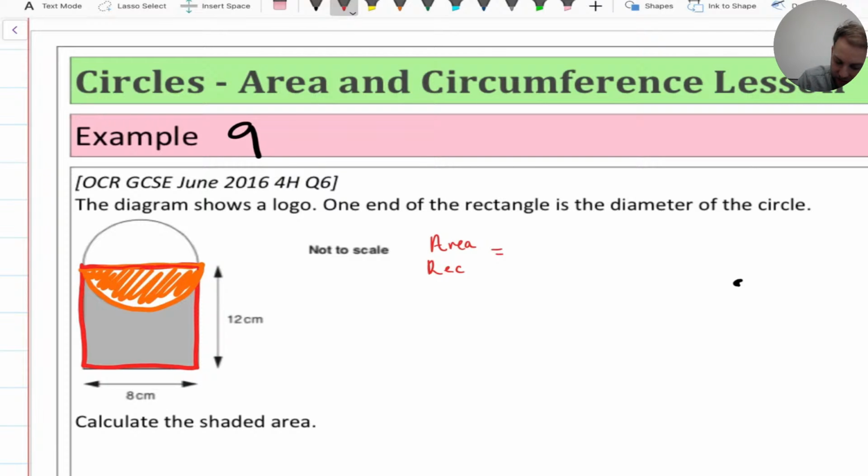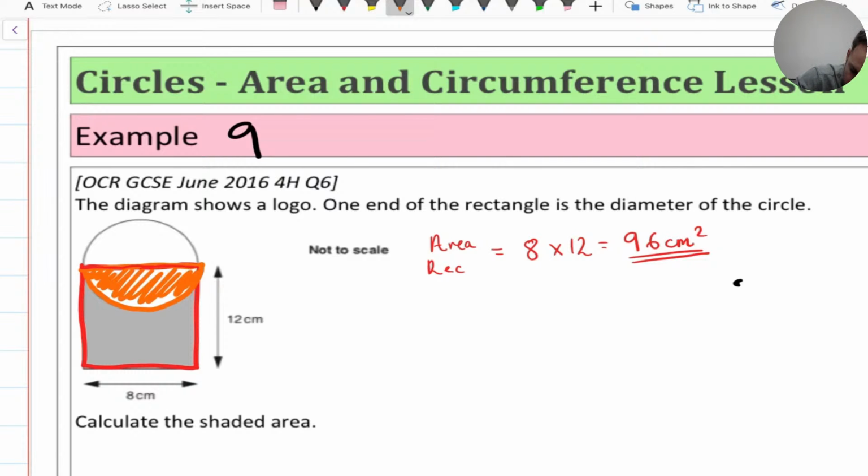And the area of the rectangle is obviously length times width, which in this case is going to be 8 times 12. So let's work out what that is. 8 times 12 is equal to 96 centimeters squared, like so. Brilliant. Now then we need to take away the area of that semicircle.